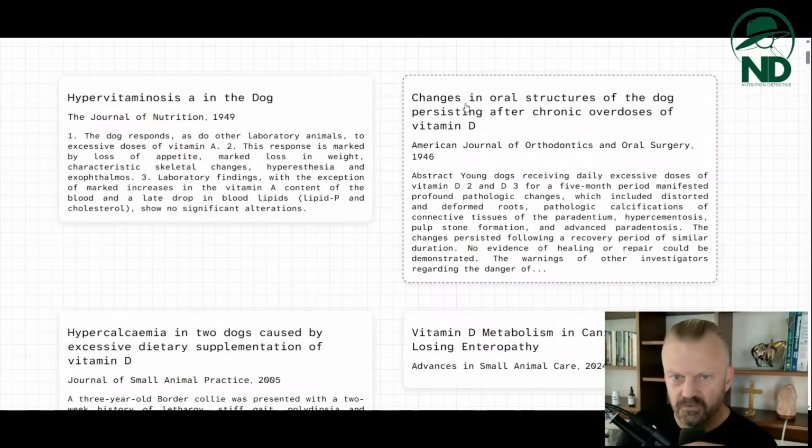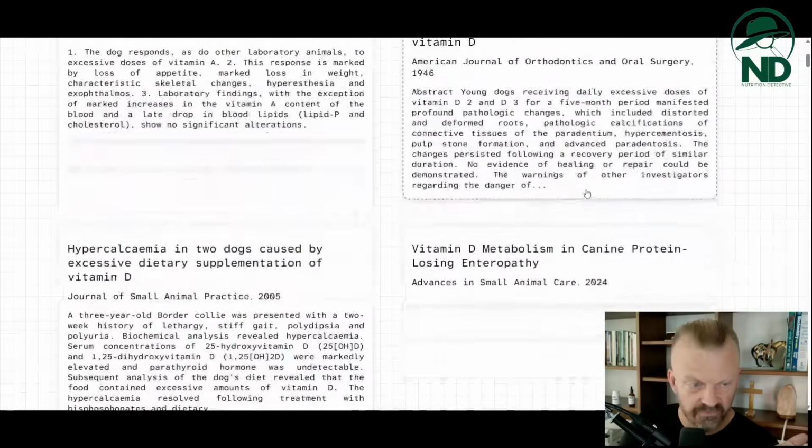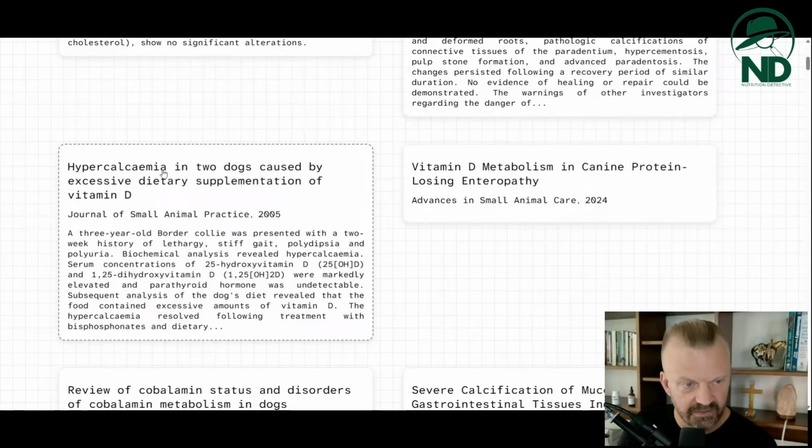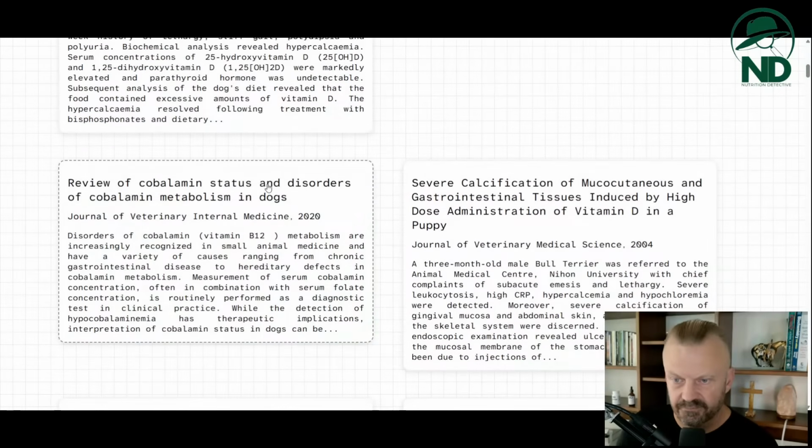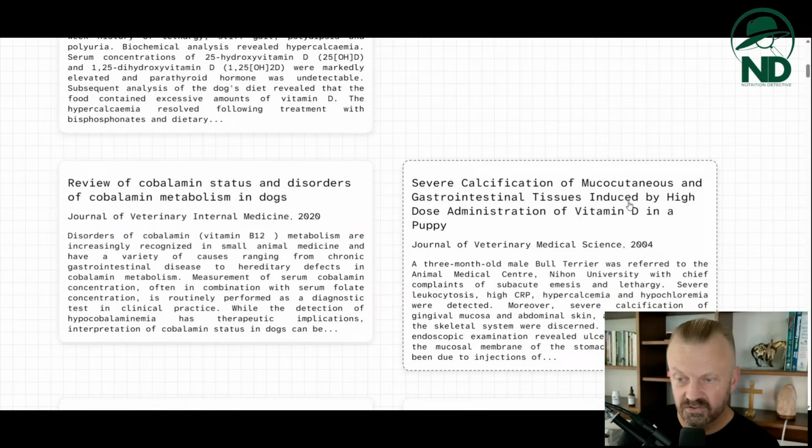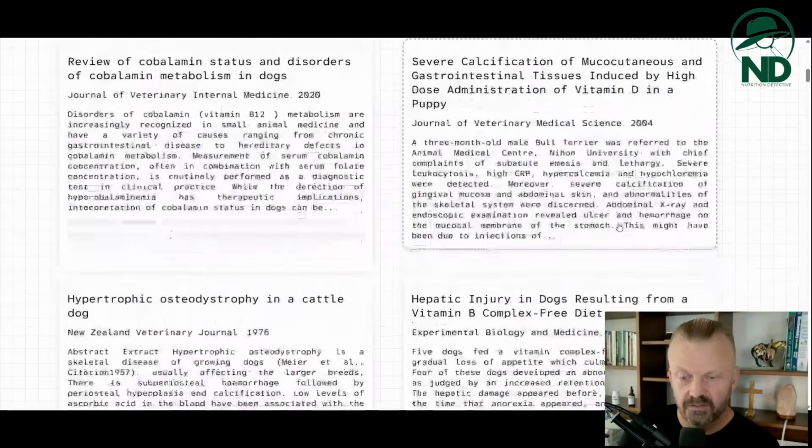Oh, vitamin D is good for you. Here we got changes in oral structures of the dog persisting after chronic overdoses of vitamin D. So now we have excessive vitamin D can literally change your skull and your mouth. We have another toxin that can change your skull or your mouth. Then we also have hypercalcemia in 2 dogs caused by excessive dietary supplementation of vitamin D. And severe calcification of mucocutaneous and gastrointestinal tissues induced by a high dose administration of vitamin D in a puppy.